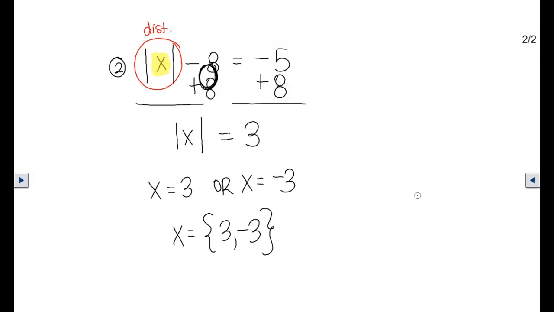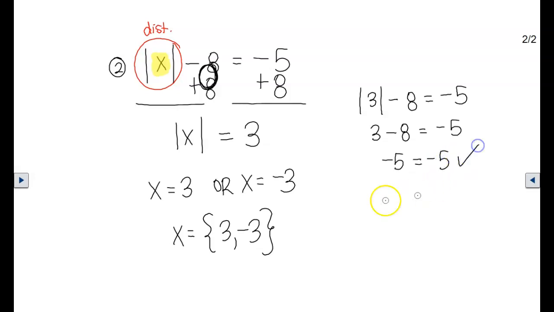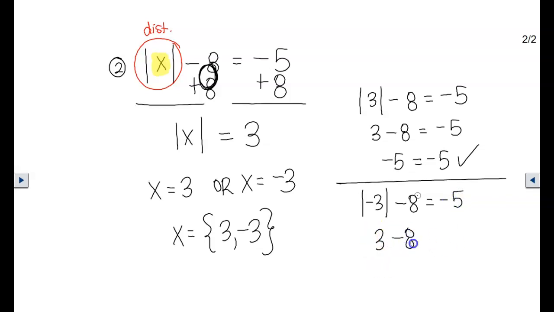So checking this real quickly, if I plug in 3 for x, that would give me the absolute value of 3 minus 8 is a negative 5. We all know that the absolute value of 3 is 3. So we get 3 minus 8 equals negative 5. That checks out. Plug in negative 3 for x, you get the absolute value of negative 3 minus 8 is equal to a negative 5. Absolute value of negative 3 is 3. Minus 8 is negative 5. Negative 5 equals negative 5.